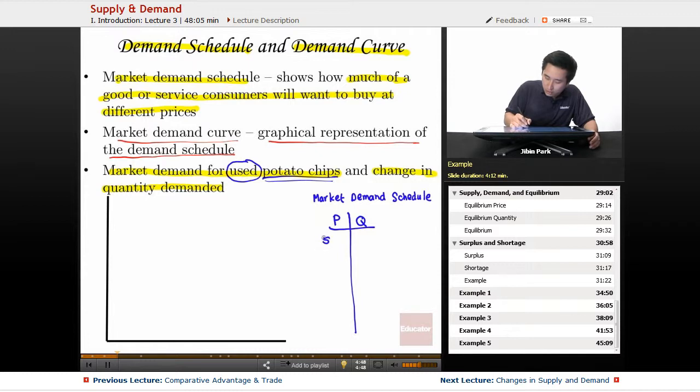So let's use very simple prices: 25 cents, 50 cents, 75 cents, and this would be $1.